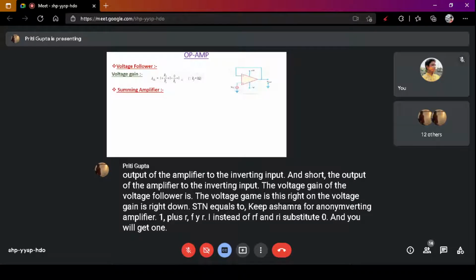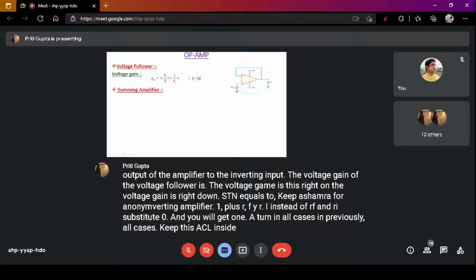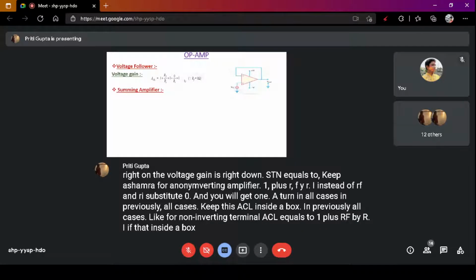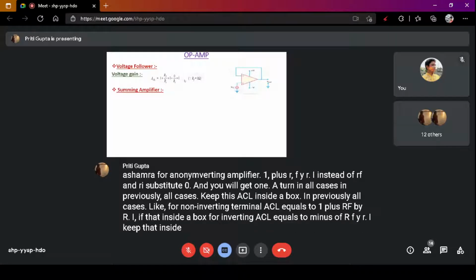In all the previous cases, keep this ACL inside a box. For non-inverting, ACL equals 1 plus Rf by Ri. Keep that inside a box. For inverting, ACL equals minus Rf by Ri. Keep that inside a box. And here, ACL equals 1. Keep that inside a box.